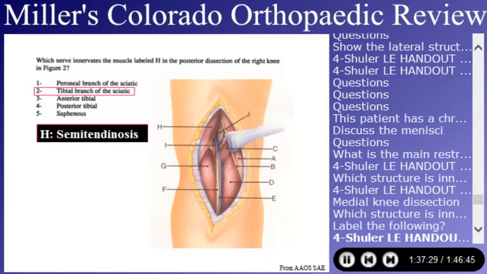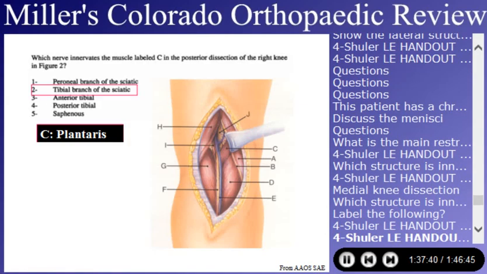Which nerve innervates the muscle labeled H? So get your orientation right. Semi-T is the tibial branch, sciatic nerve. Label C now. Plantaris is innervated by the tibial branch.